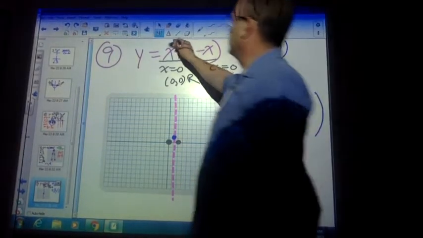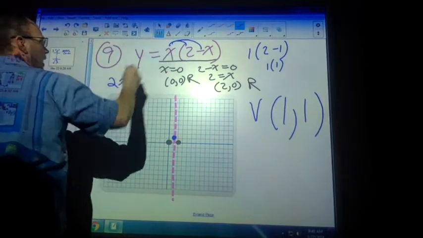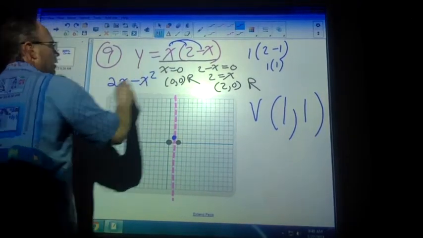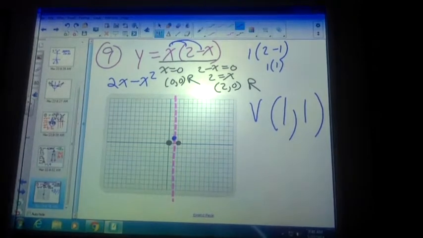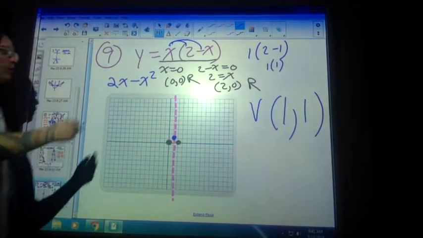Oh, hang on, let me distribute. Boom, boom. X times 2 is 2x. X times negative x is negative x squared. Is my a value negative? Yes or no? The a value goes with which term? X squared, x, or the constant? X squared. What's my x squared lead coefficient? Negative 1. Okay?